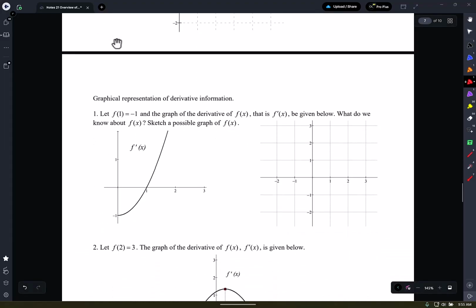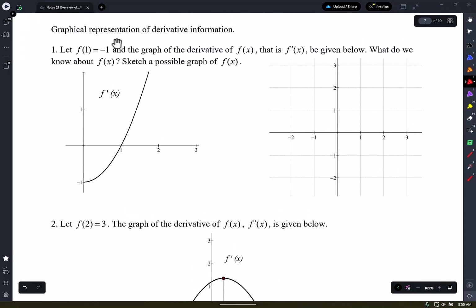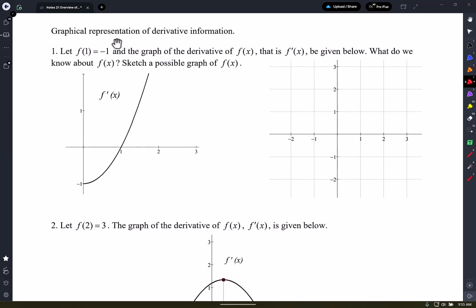No? Let's do this one, because this one is f prime. So go to the graphical representation of derivative information. It says f of 1 equals negative 1. So the first thing I'm going to do is what? Plot the point 1, negative 1. And the graph of the derivative f prime is given below. What do we know about f of x? Sketch a possible graph. You guys ready?